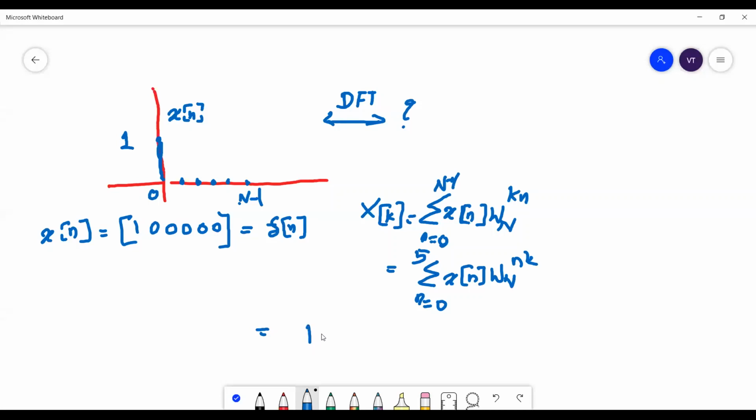X of 0 is 1, 1 into... n, now n is 5, so this should be w... sorry, n is equal to 6, so this should be w6, w6 raised to nk. So this you can write as x of 1 into w1 into w6 raised to 0 plus 0 into w6 raised to 1 plus etc. up to the last term, which would be 0 into w6 raised to 5, right? So this is just equal to 1.